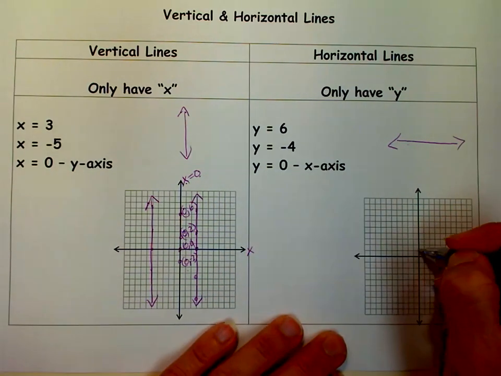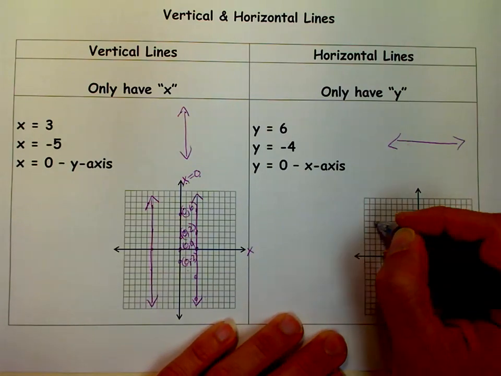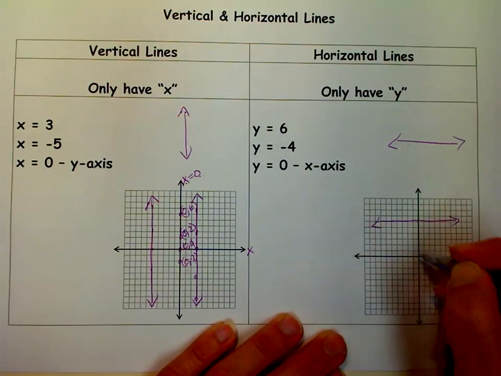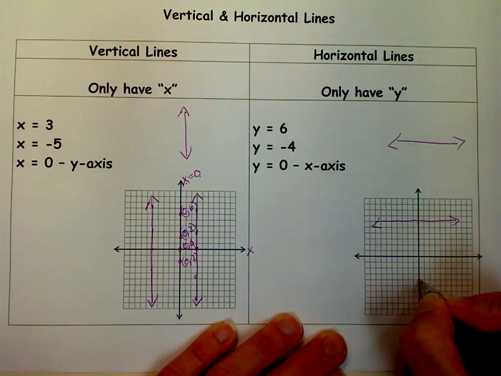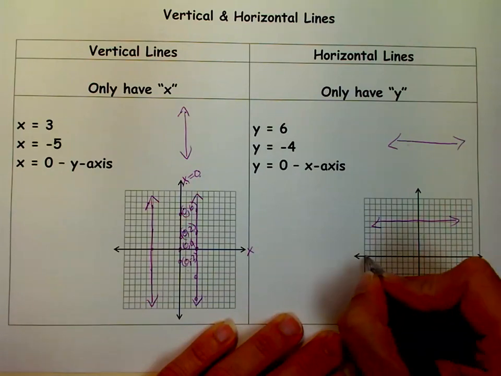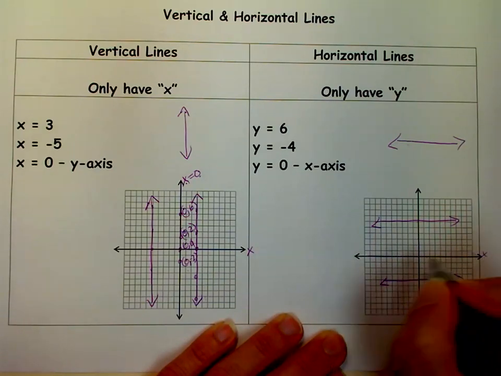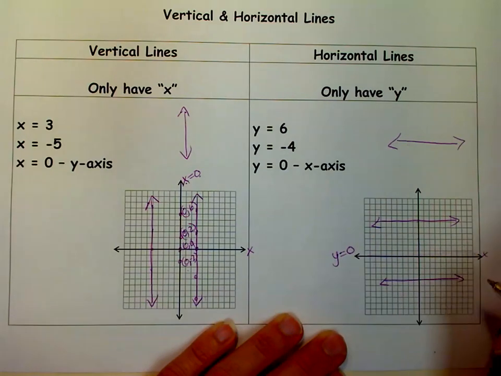Similarly, with the y, let's graph these two y lines. This is y equals 6 because I went up 6: 1, 2, 3, 4. If I go up 0, I'm on the x-axis. So the x-axis is y equals 0.